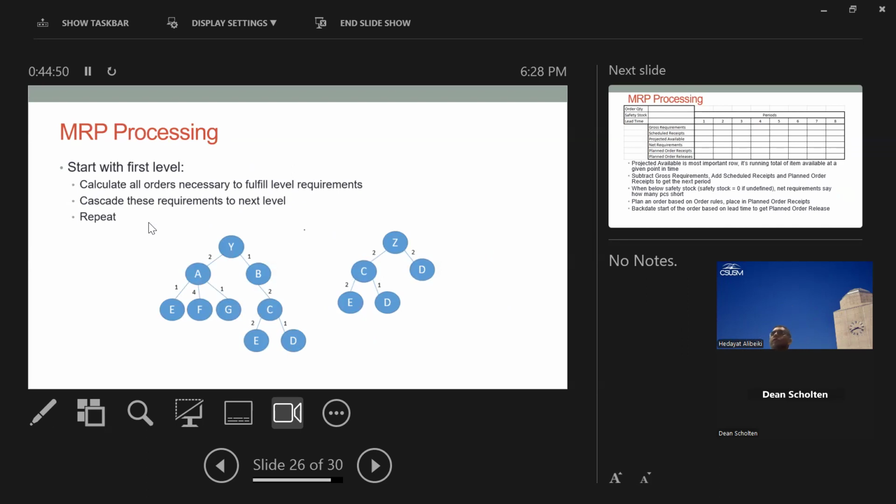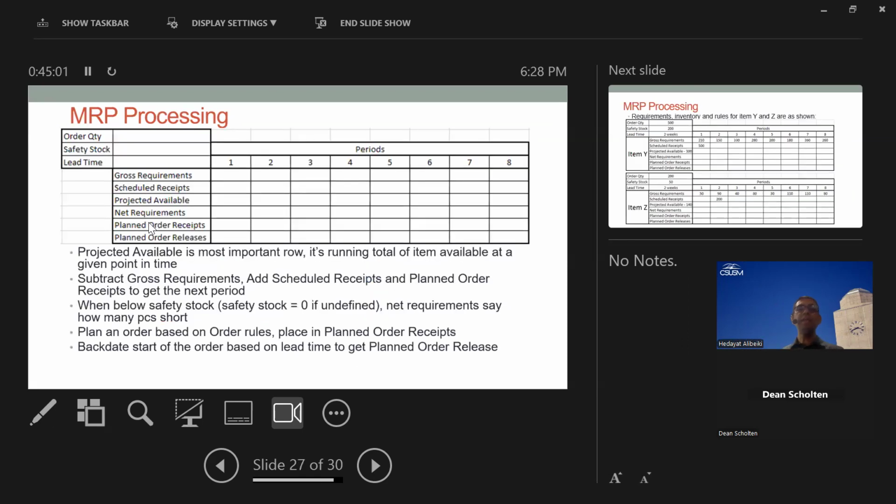The MRP process actually starts with the MRP table with the first level, level 0 for the end items, and then we go to level 1, level 2, and so on and so forth. This is an example of an MRP table. As you can see here, there are actually 6 rows.